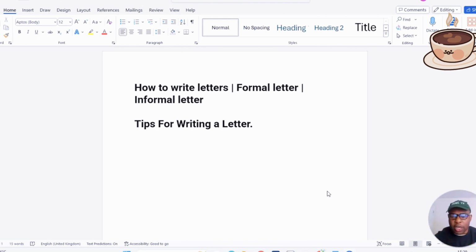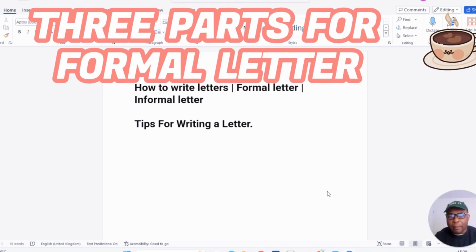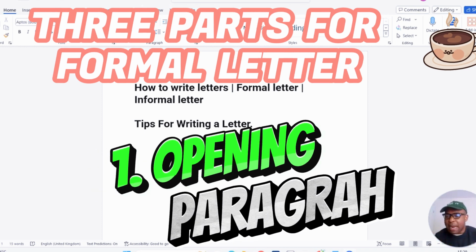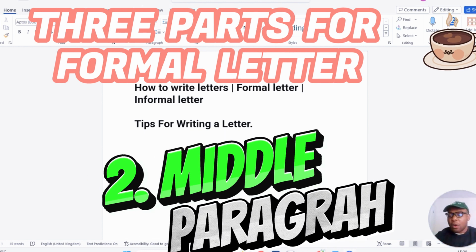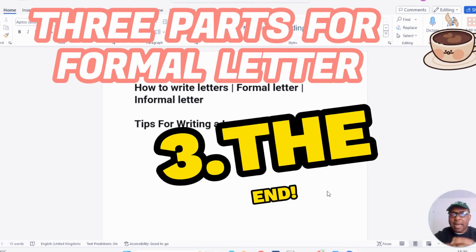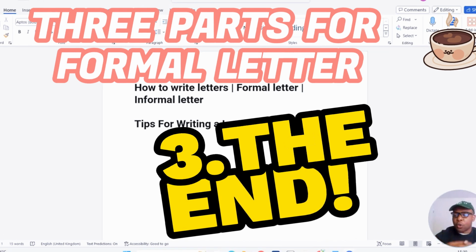You need to structure it. A formal letter needs to have three parts. The opening paragraph outlines the overall aim of the letter and makes it clear why you are writing. The middle paragraphs explain and develop your points. Make sure they are relevant to the topic or the purpose of the letter. Then the end part is for you to draw the points together and summarize.